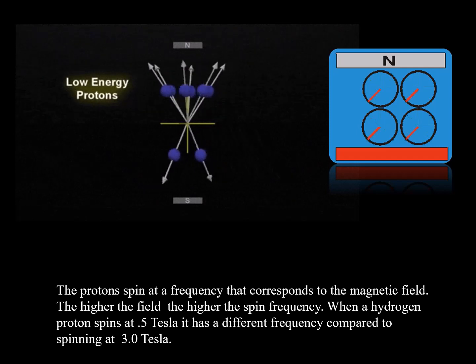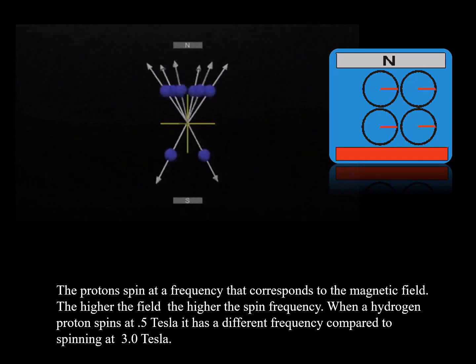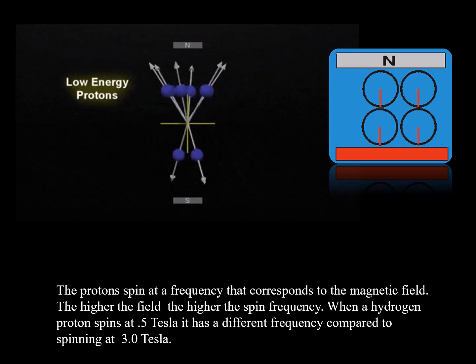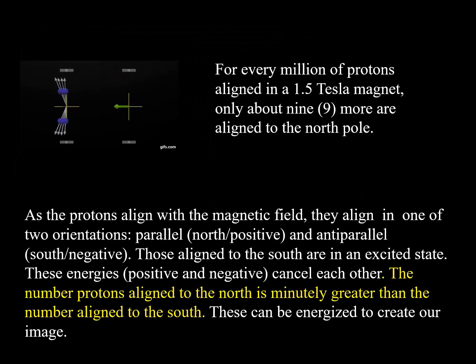Once the protons are aligned in the body, they're all the same energy. And how can we measure the differences in tissue energy using MRI? Here we can see a snapshot of all the protons aligned, north and south, low energy and high energy. As the protons align with the magnetic field, they align in one of two orientations: parallel, north positive, and anti-parallel, south negative. In a 1.5 Tesla magnet, there might be 9 protons more aligned to the low energy field than there is to the high energy field for every million protons. These can be energized to create our image.